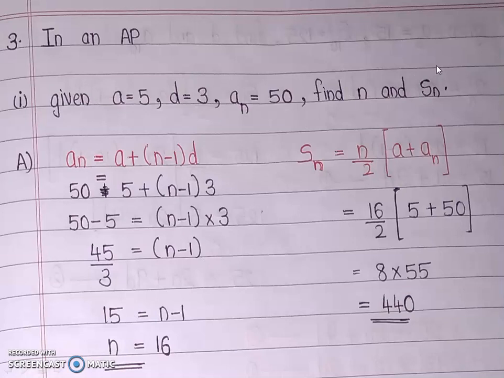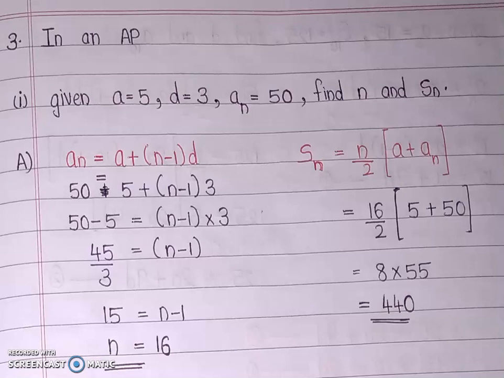Now you have a, d, an and n. So what you have to find? Sn. You can use either of the equations n by 2 into a plus an or n by 2 into 2a plus n minus 1 into d. Whichever equation you use for sum, you will get the sum as 440. Here I used Sn equal to n by 2 into a plus an. Why? Just to reduce the number of calculations.